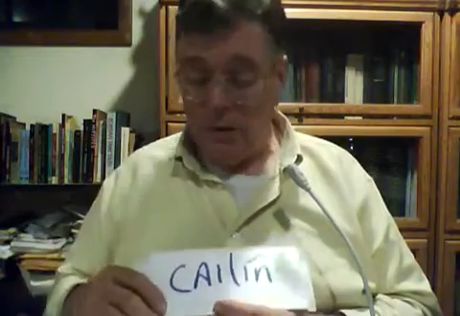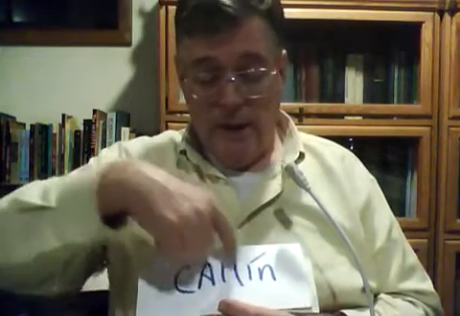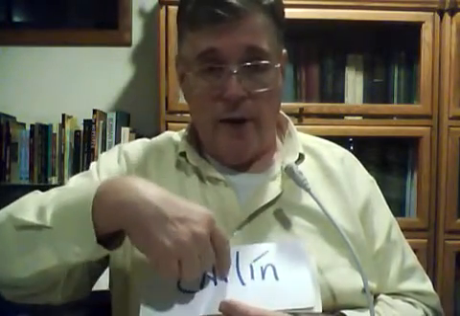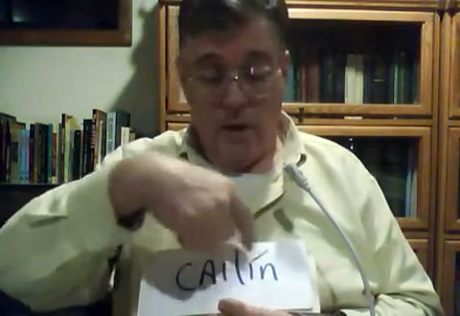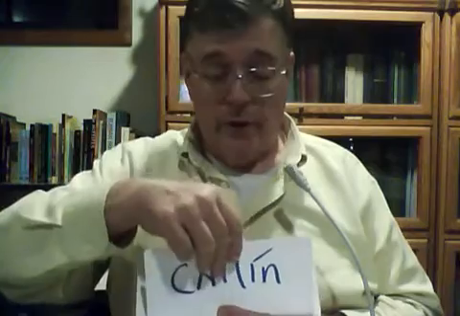Colleen, a girl. The C is broad, the L is surrounded by slender vowels, which happen to be, well, this is a short I, this is a long I. A long I. The N is slender.